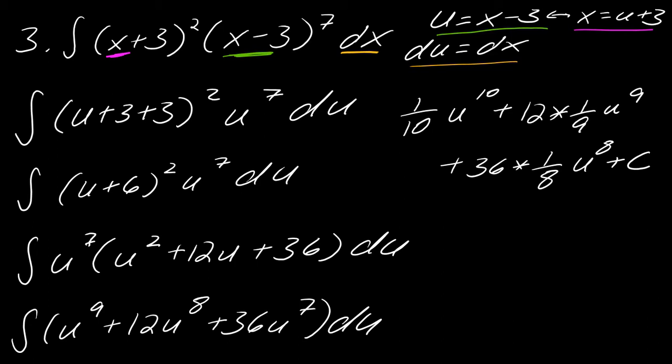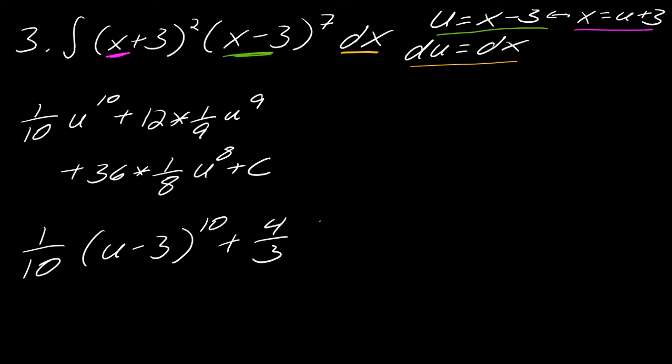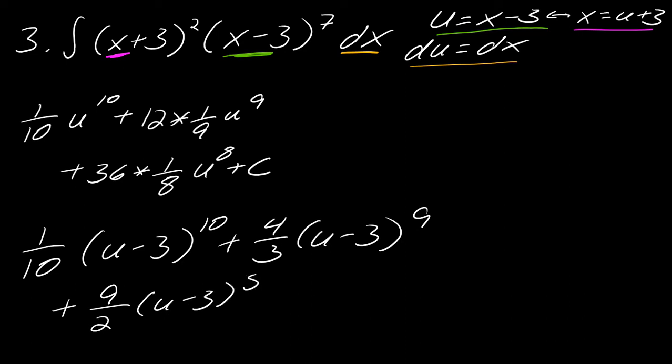So let me clear a little space here. Okay, so just to finish this out now, this becomes 1/10 (u minus 3) to the 10th plus 4/3 (u minus 3) to the 9th plus 9 over 2 (u minus 3) to the 8th. Oops, sorry, I'm writing u's for all these. My bad. Those should be x's. (x minus 3) plus c. And so there we go.